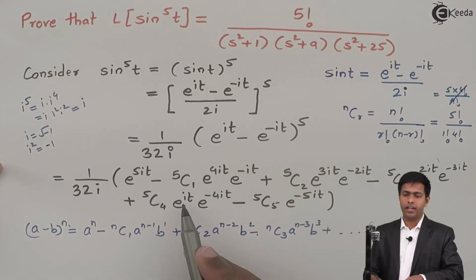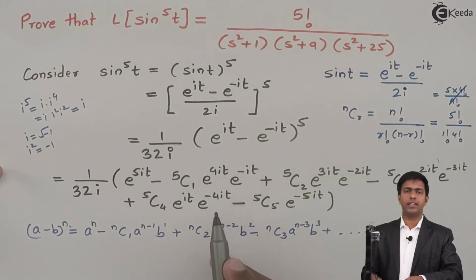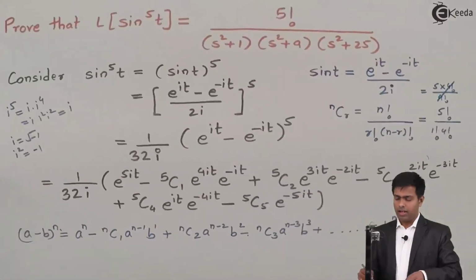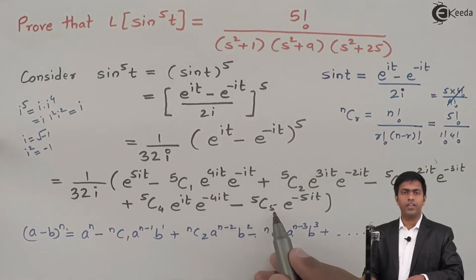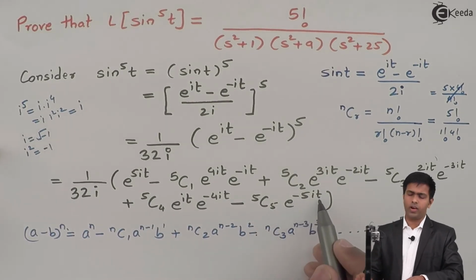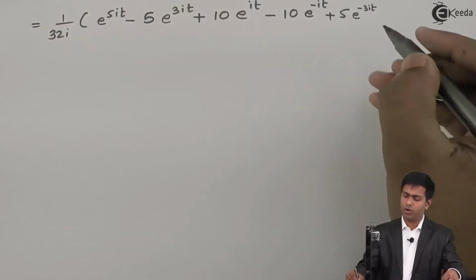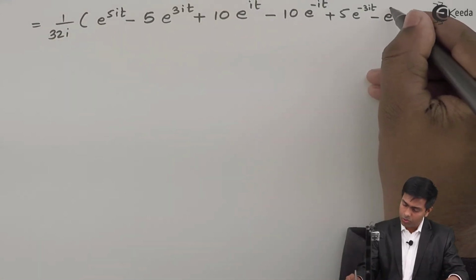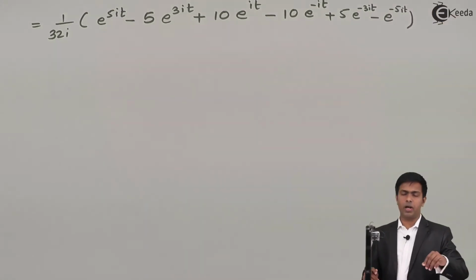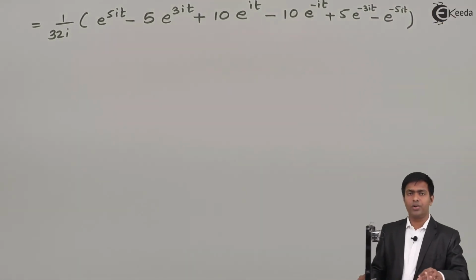e raised to it into e raised to minus 4it is e raised to minus 3it. And now the last term is 5C5, which is 1, and e raised to minus 5it as it is. So we'll get minus of e raised to minus 5it. So we got the expansion. Now what we'll do? We will take the similar power terms together.